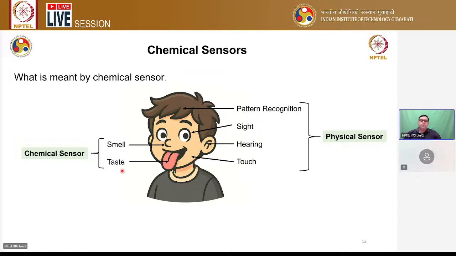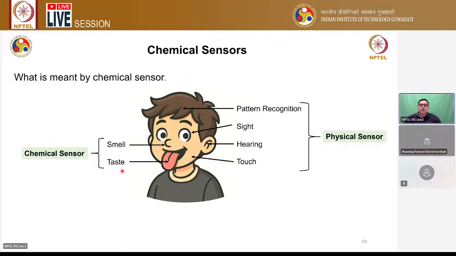Then one more question that I would like to discuss, which we have discussed very briefly in our course, is what is meant by a chemical sensor? This was one of the questions that arises, and the idea is very simple.